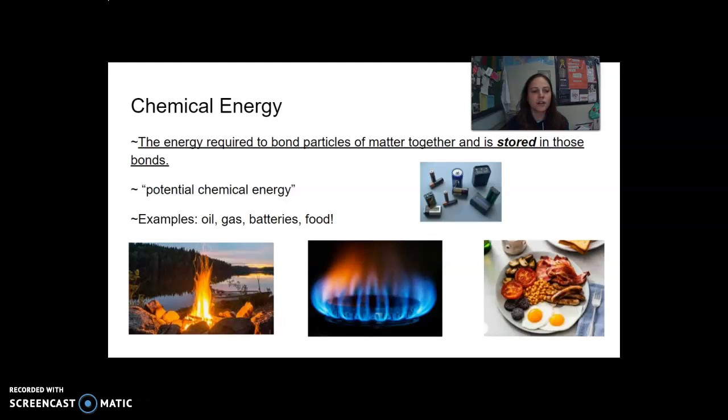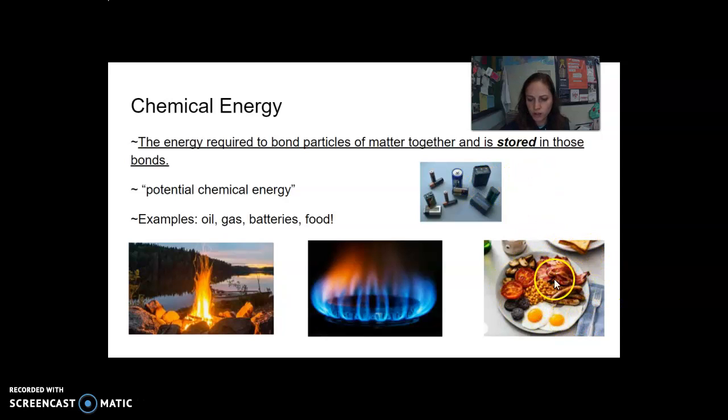Chemical energy is often referred to as potential chemical energy because it's stored in those substances. So examples: oil, gas, batteries, food. Every time you plug in your cell phone, you're trying to charge the battery. It's holding energy in the battery to be released at a later time.